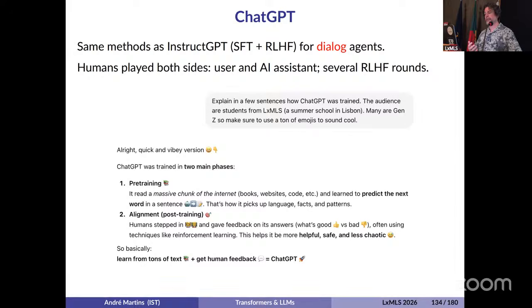So you can train a model to satisfy preferences, for example, in terms of the format in which it should write answers. If your audience is a Generation Z audience, which might be the case for this school, you might ask the model to generate an answer with lots of emojis, which I think they already generate by default, at least maybe not emojis, but very specific formatting. And this will be the result, okay?